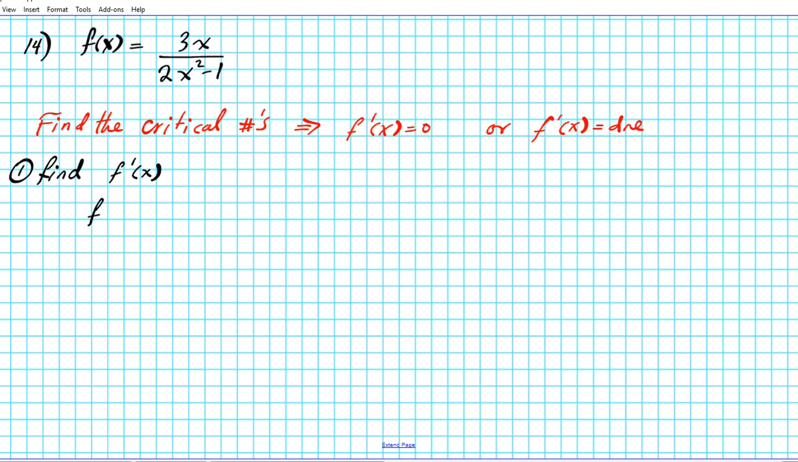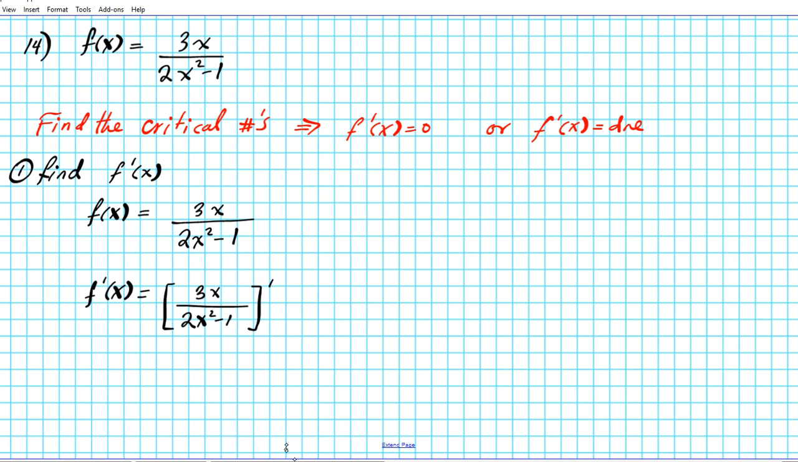So we have the function. The function is a quotient of two functions. So we might have to use the quotient rule, but let's not be in haste to do that. Let's see if we can rewrite it in a way that avoids the use of a quotient rule. And there's nothing we can do here to avoid that, so we have to use the quotient rule. Okay, so f prime of x is equal to 3x over 2x squared minus 1, prime.